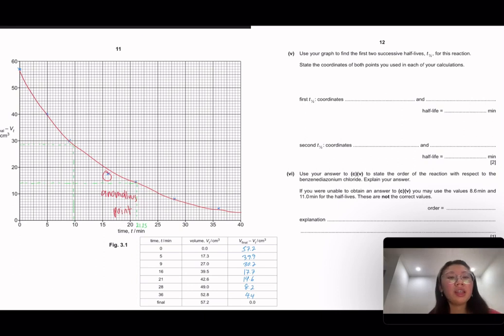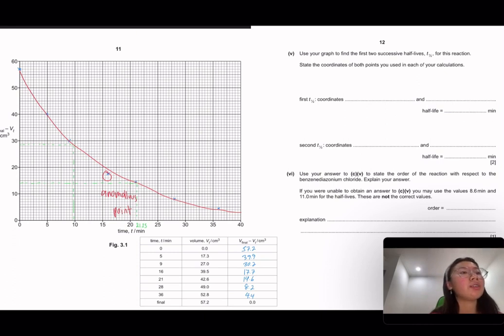The one on the bottom would be your anomalous point. If we take a look at the anomalous point, it is lower than it should be, and if we take a look at the graph trend, the higher the time, the lower the V final minus VT. So likely the volume of nitrogen gas is recorded at a later time than it should be. That would be the answer for your IV. Make sure your curve actually hits all, if not nearly all, the points. And we'll go to question V.